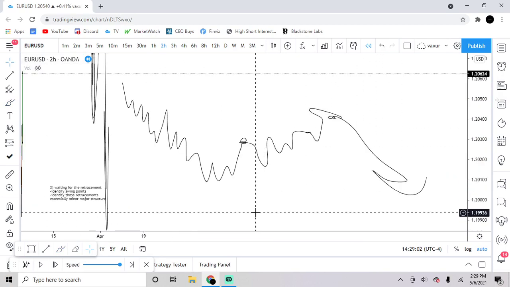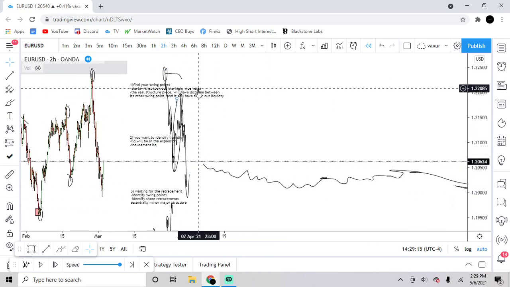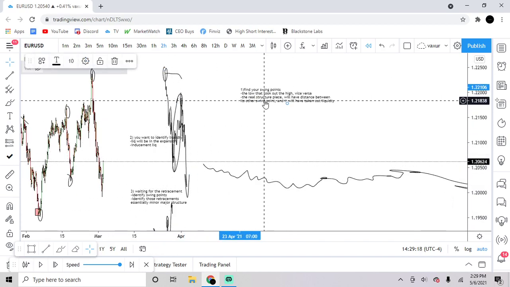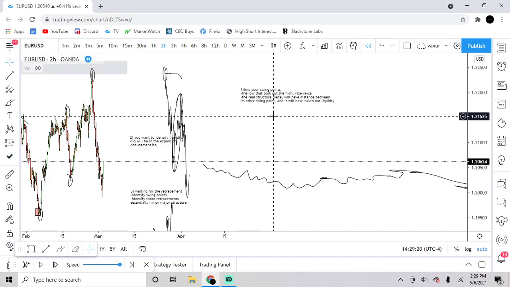Your swing points are the high that took out the low that took out the high, but you don't necessarily know when the higher high is made in an uptrend until the higher low is made and it's taking it out. And you go about finding your swing points through time and distance and liquidity that has been taken out.